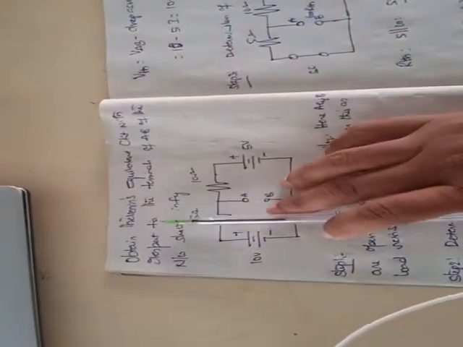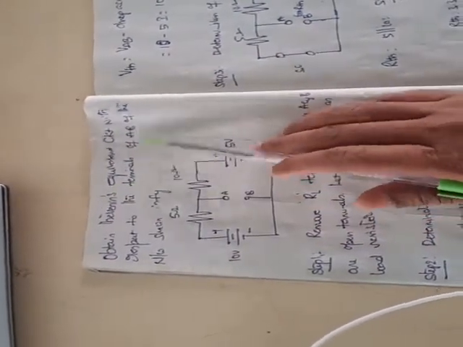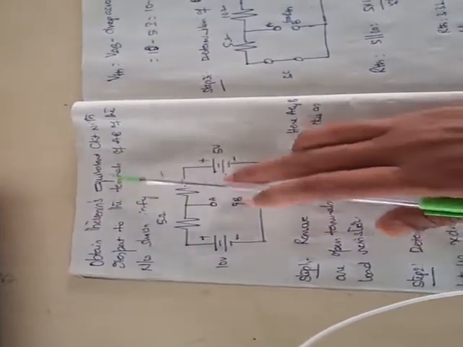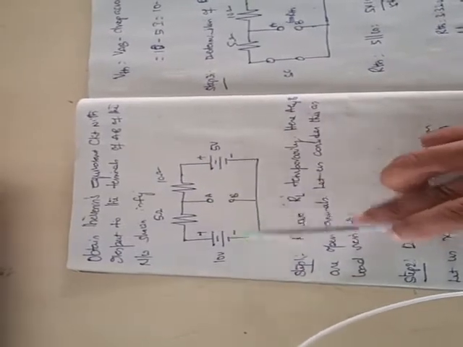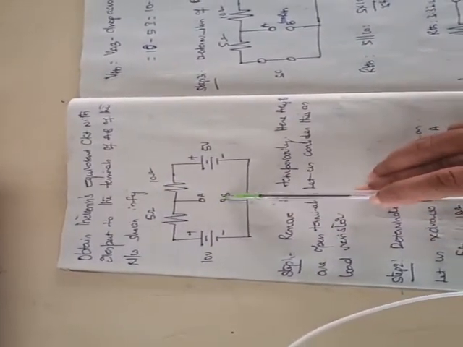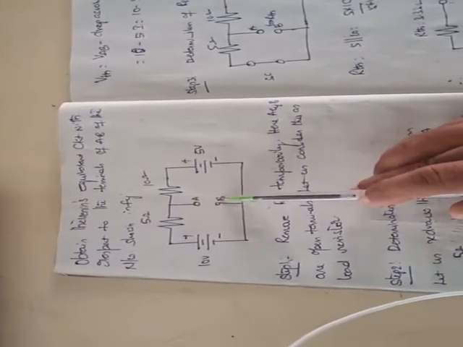Now we'll see another problem. Obtain the Thevenin's equivalent circuit with respect to the terminals A and B of the network shown in the figure. So here if you observe, this is 10 volts, 5 volts, 5 ohms and 10 ohms. In between there are A and B terminals connected, and with respect to these terminals we need to find out the Thevenin's equivalent circuit. So what is the first step?